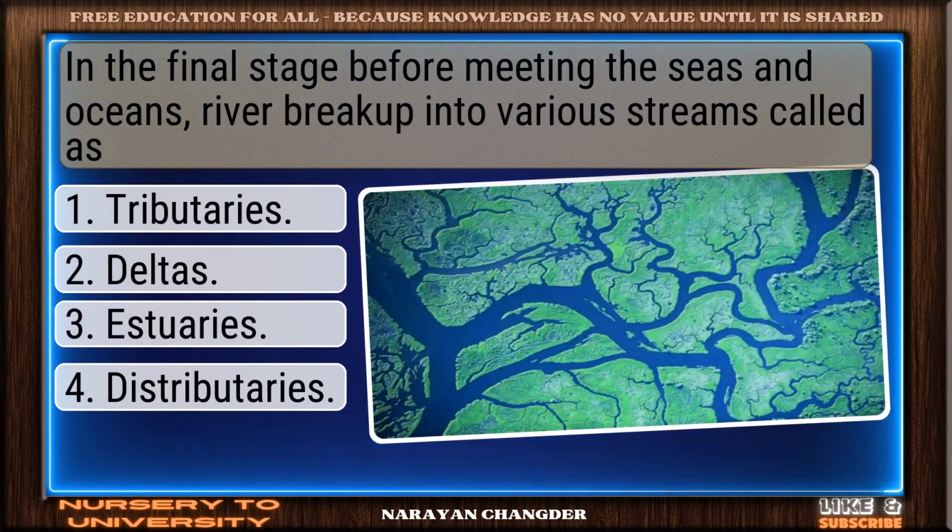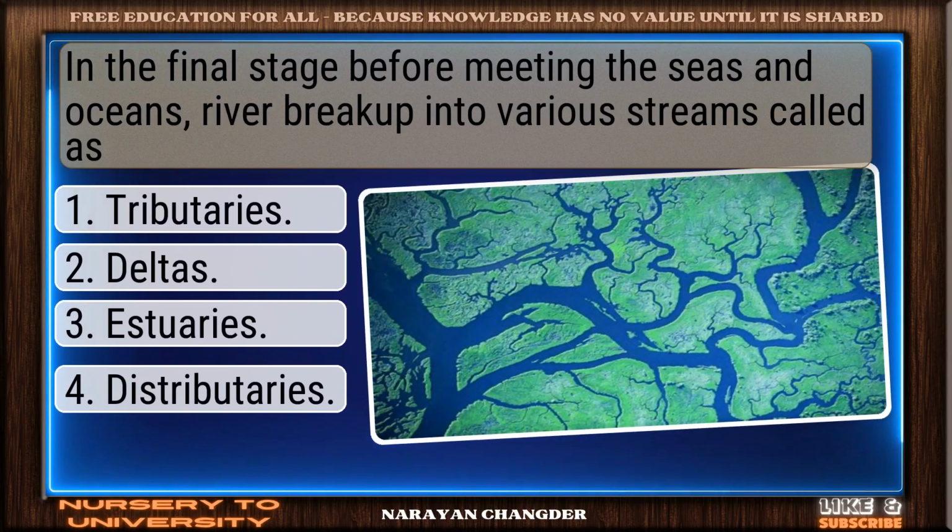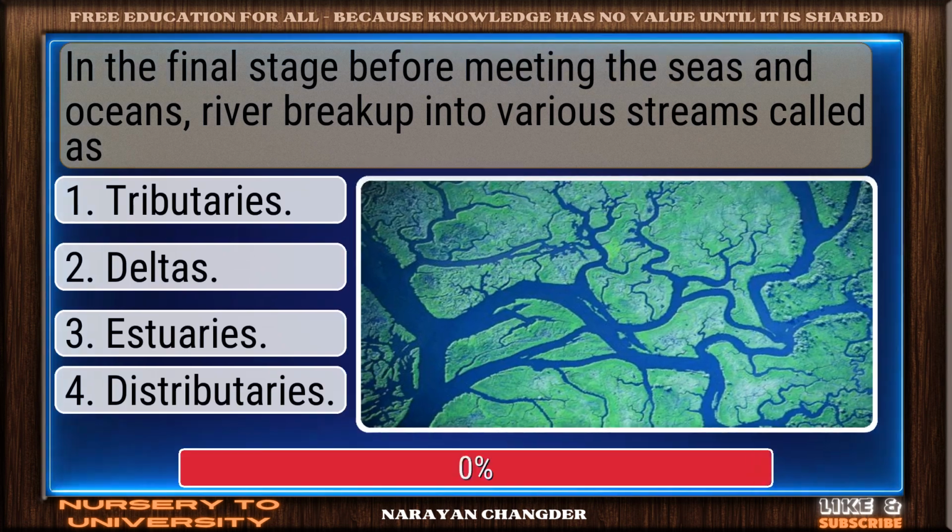Question number 33. In the final stage before meeting the seas and oceans, rivers break up into various streams called as dash.